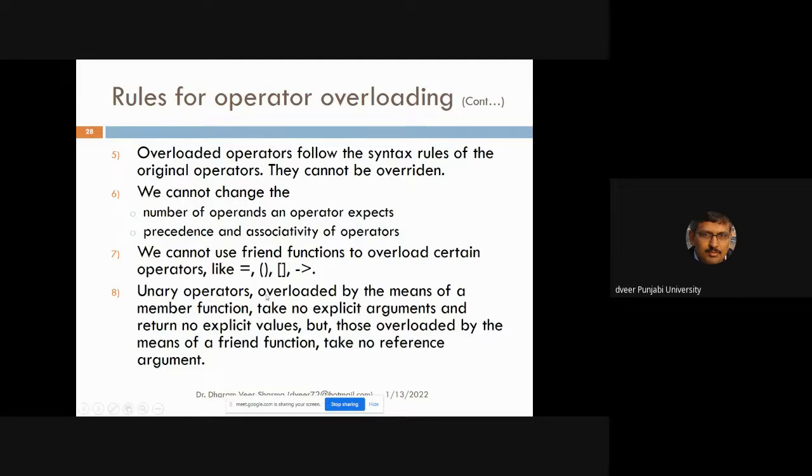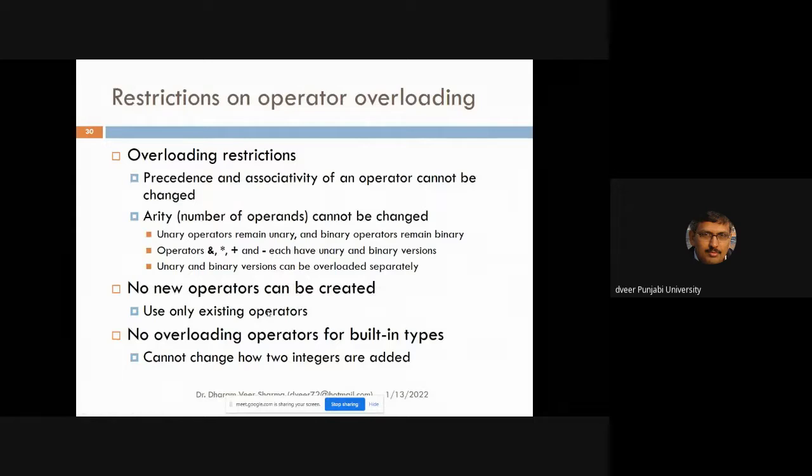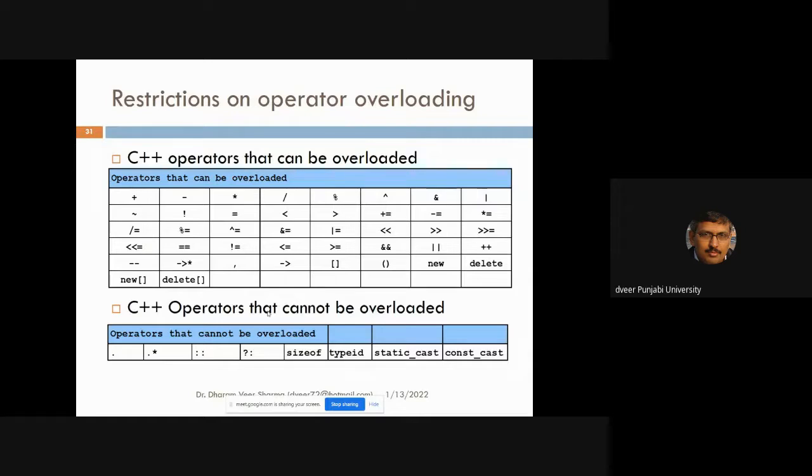Unary operator overloading by means of a member function. We'll discuss how to overload unary operators. The restrictions are there. We have discussed almost all those. You can go through those. So these are the operators which can be overloaded, and these are the operators which cannot be overloaded. There are a few more. I told you sizeof, dot, dot star, scope resolution, conditional. Then there are a few others: typeid, static cast, and const cast. These operators can also not be overloaded.